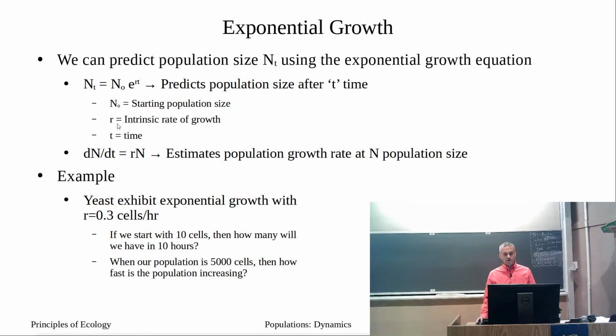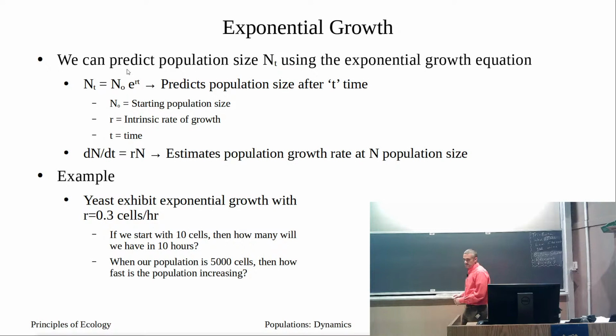And R is our intrinsic rate of growth, t is our time. So this equation predicts our population size after t time. Could be hours, could be days. It's going to be basically whatever this R units are. So if R is in cells per hour, then t is in hours. If R is in individuals per year, then t is in years.